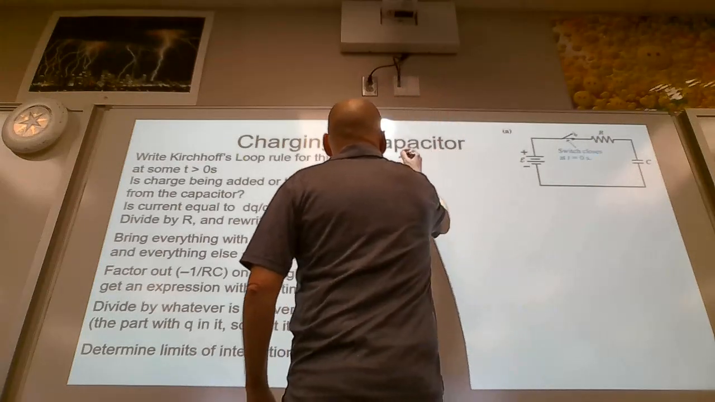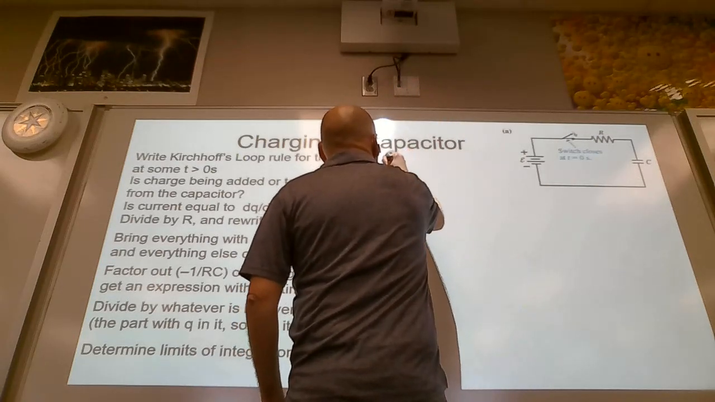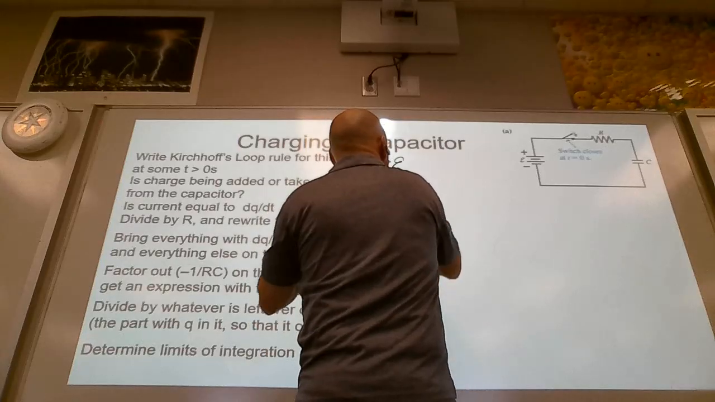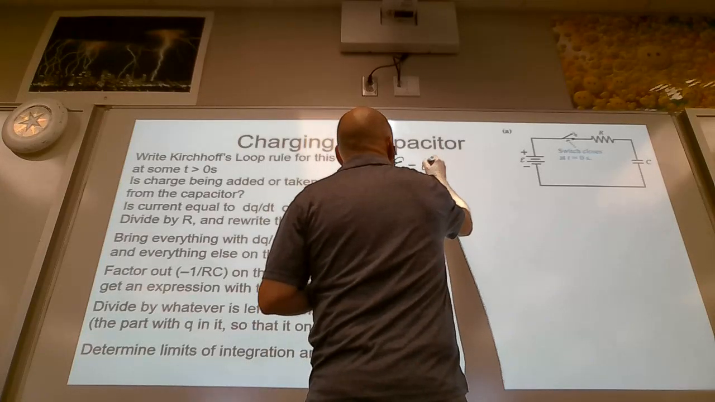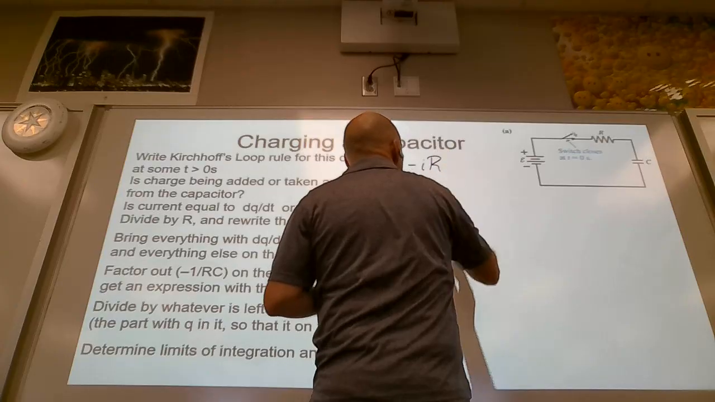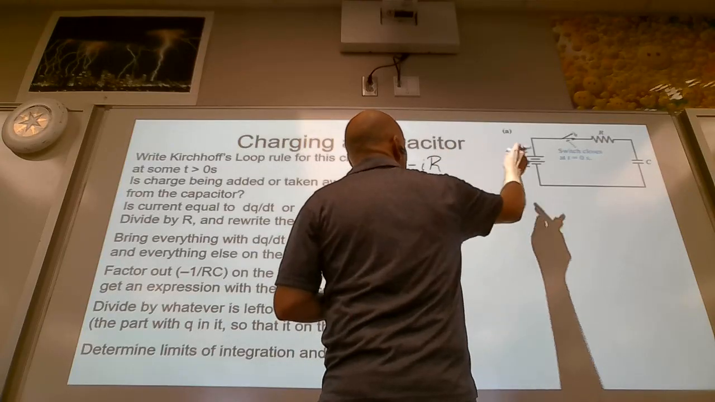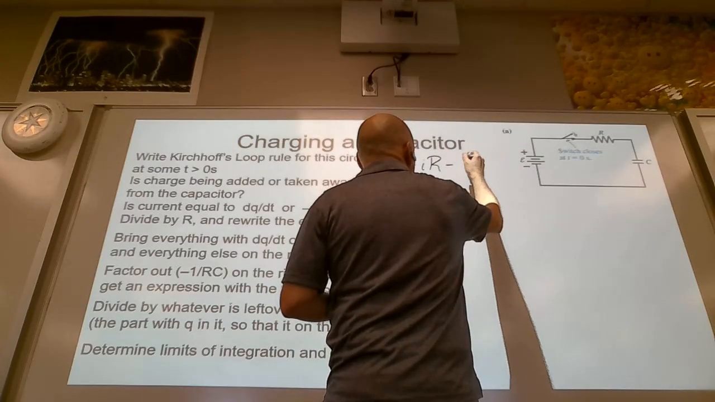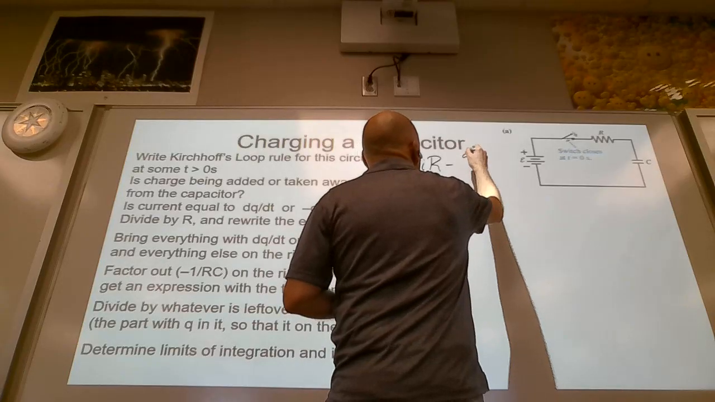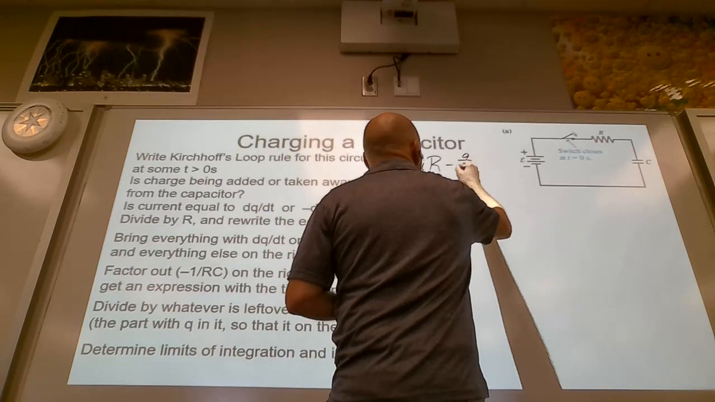So you're going to have a voltage gain from the battery. You're going to have a voltage drop from the resistor. And because this is becoming charged, this is going to be a voltage drop across the capacitor.